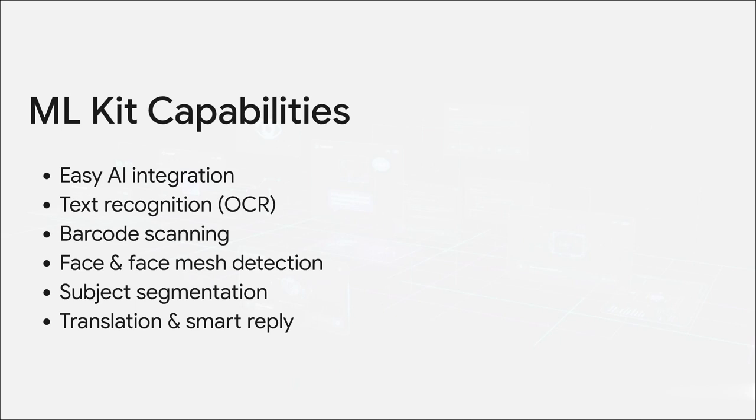Need to instantly separate a person from their background? Just use subject segmentation. Need to translate a menu on the fly or generate a smart reply to a message? ML Kit handles the whole shebang. And it does it entirely on-device, which ensures super low latency and total user privacy.